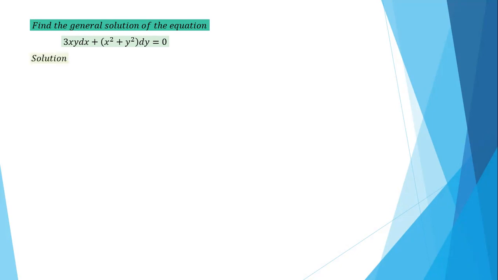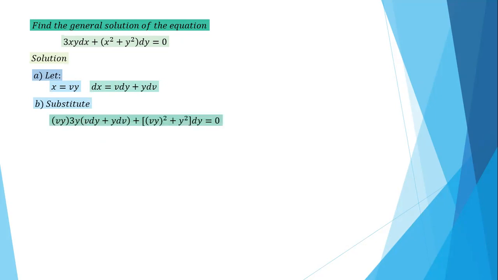Here we let x equals vy. Then the derivative dx equals v dy plus y dv. Then we substitute the value of x and dx into the given equation. So we have now vy times 3y times the quantity of v dy plus y dv plus the quantity of v squared y squared plus y squared dy equals 0.